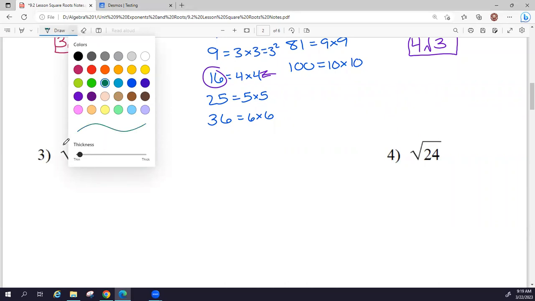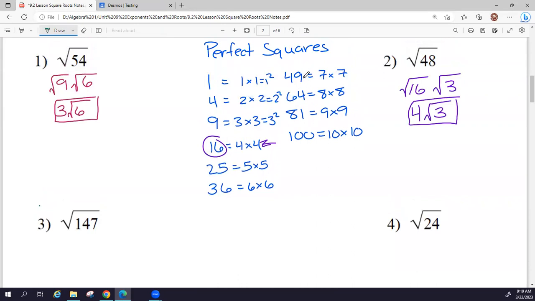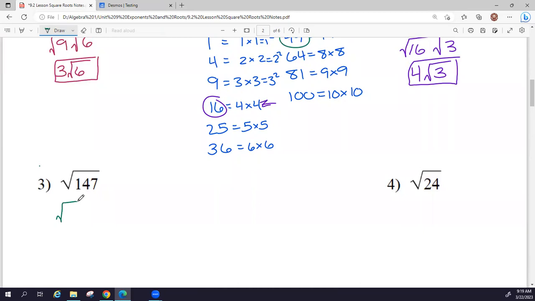Square root of 147, it's a larger number, so I might want to try dividing it by a larger perfect square. And in fact, the biggest perfect square I can divide it by is 49. If I multiply 49 times 3, I get 147. So the square root of 147 is the square root of 49 times the square root of 3.